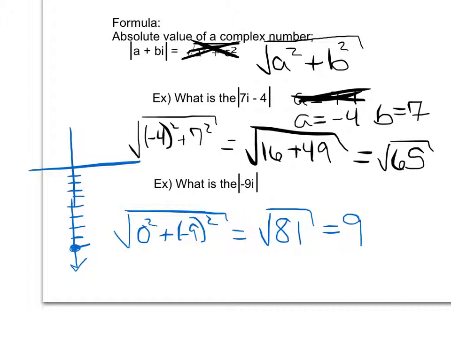That is how we find the absolute value of a complex number. You can either draw out your graph and use the Pythagorean theorem to solve for that distance from 0 to the point, or you can just plug a and b into your formula.